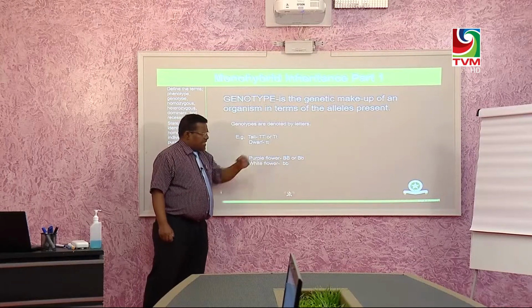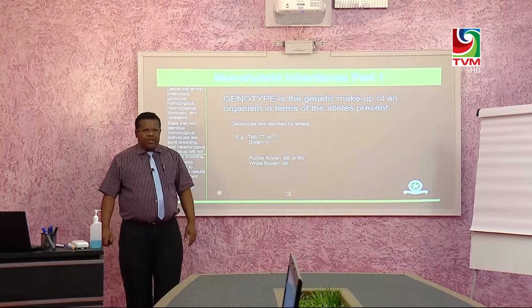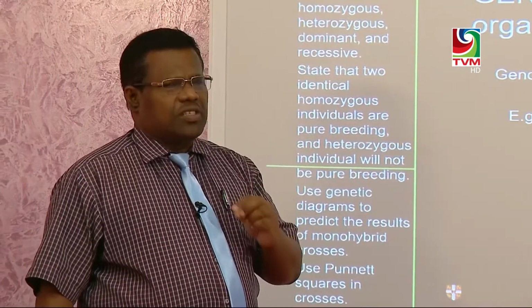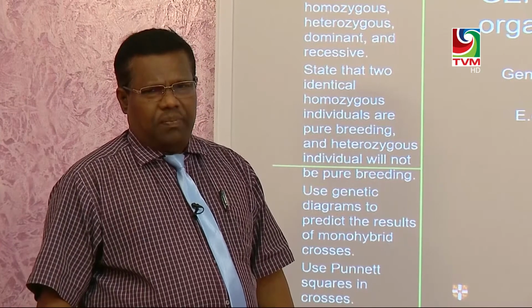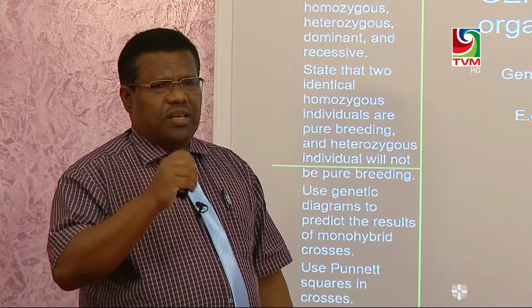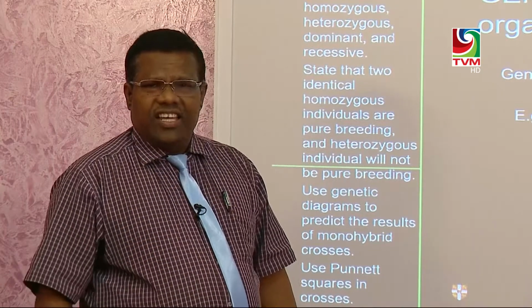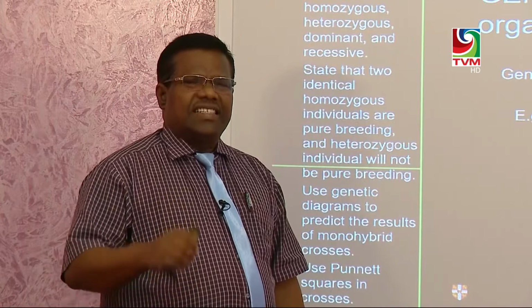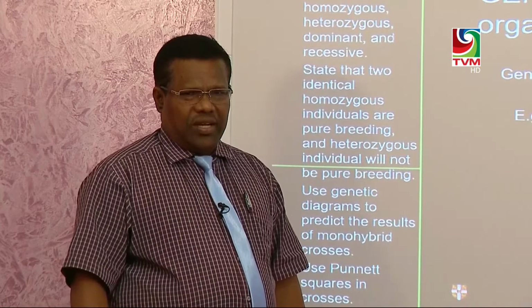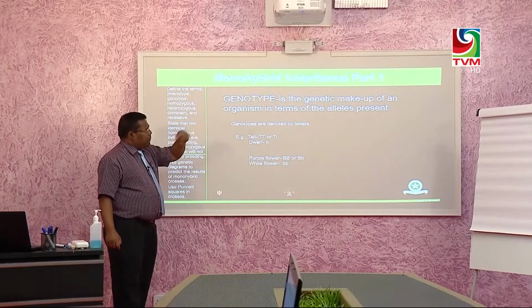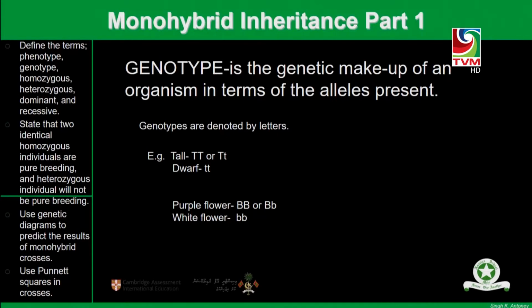When you are choosing letters like this, you are supposed to give a key in your answer, which indicates what letter you have chosen in order to represent the genotype. If the question paper contains a particular letter, then you are not supposed to use your own letters. You are supposed to use the letter that is given in the question paper. Otherwise, you are going to lose marks. So, genotype is the genetic makeup of an organism in terms of the alleles present, and they are denoted by letters.